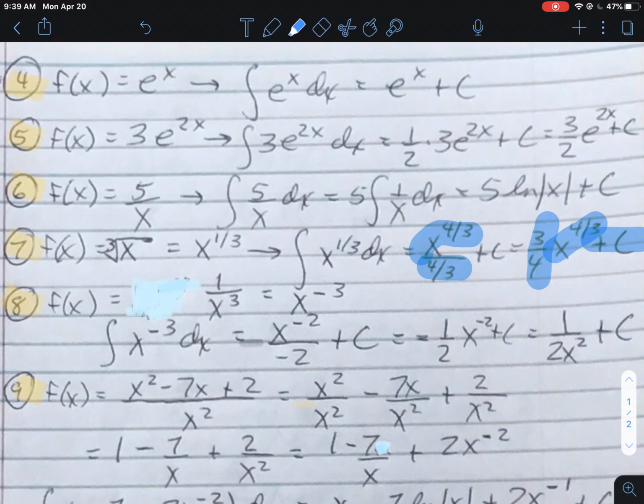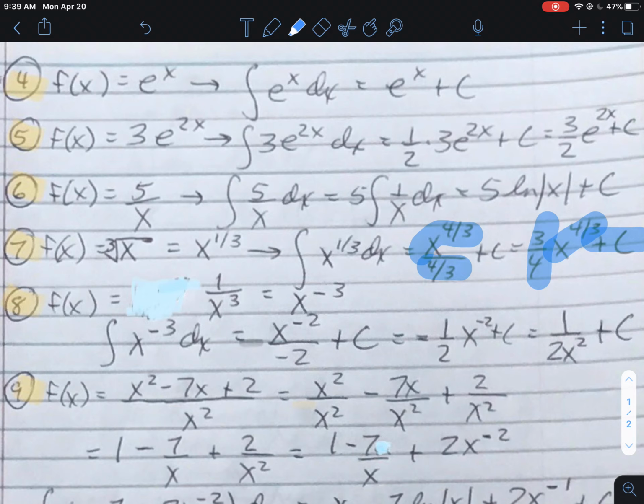I see a lot of mistakes made here all the time because the rule is for antiderivatives, we're going to increase the exponent by 1. And if I increase -3 by 1, I get -2. All right, so be careful. Don't go the wrong way with that. And then we divide by the new exponent, so divided by -2 plus c.